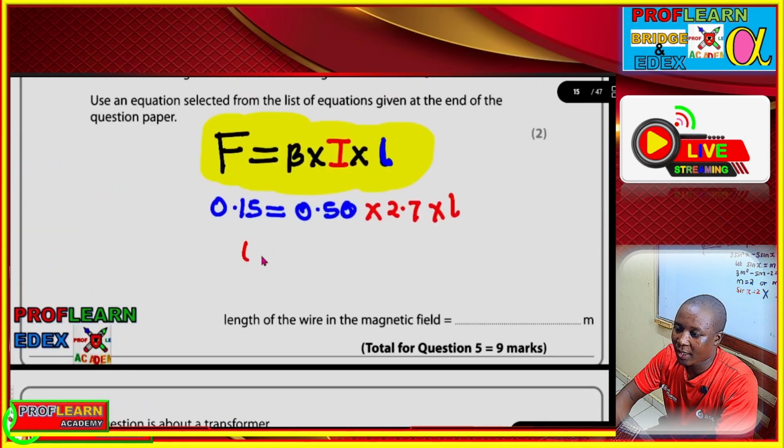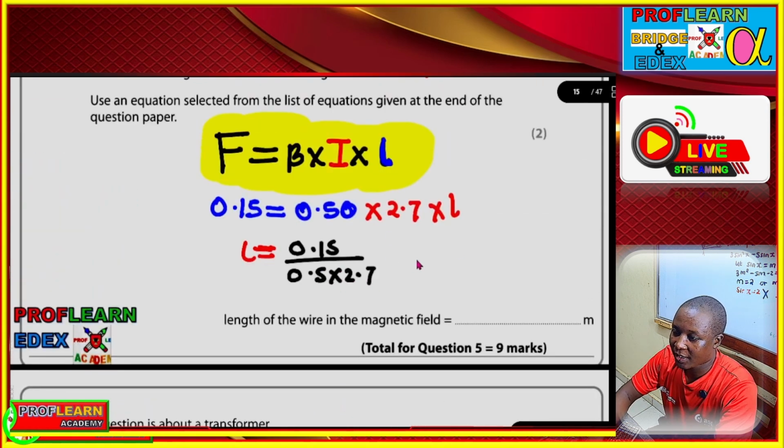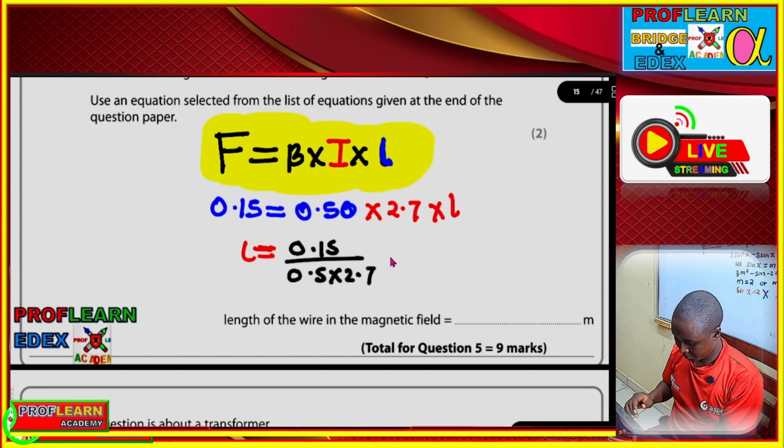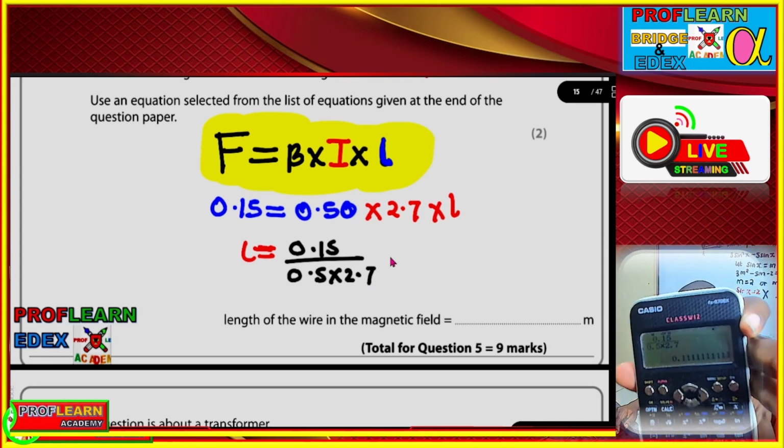Then we are working out L. Then we can make L the subject of the formula in this case, which will mean that we shall put in our calculator 0.15 over 0.5 times 2.7, and if you work it out, you are going to get your answer.